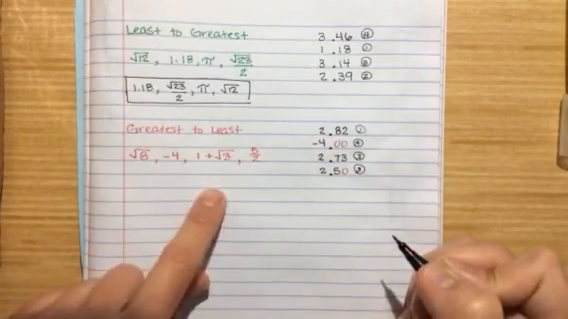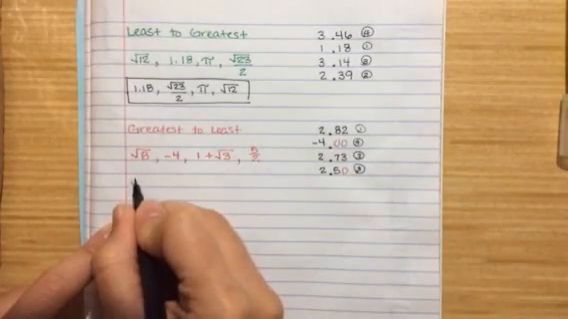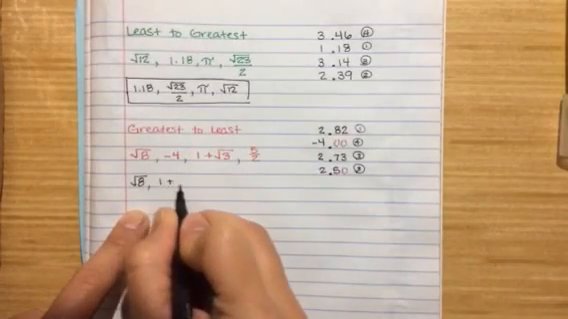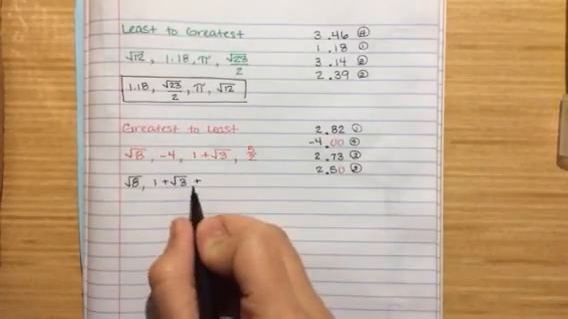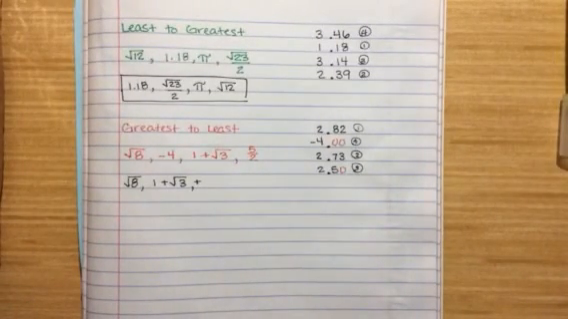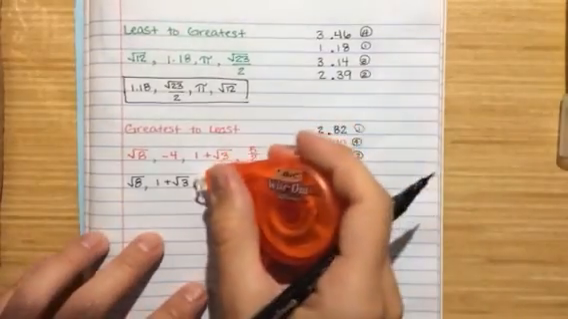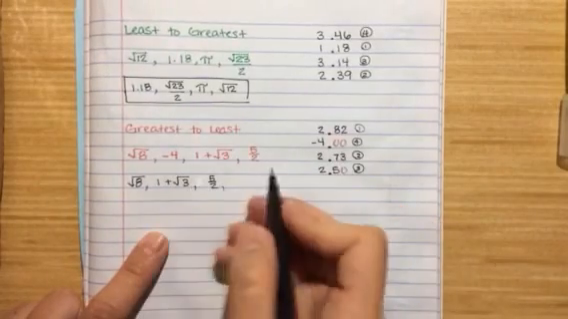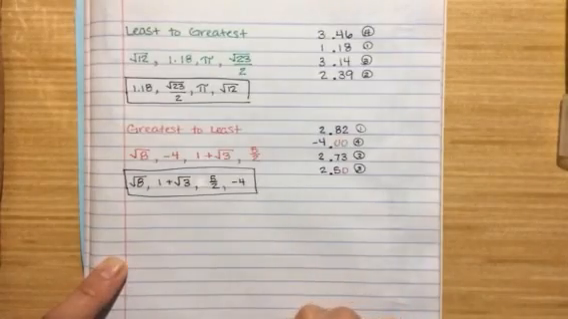Remember that when you do your final answer, you write them down in the original format. So 2.82, that was square root of 8. 2.73, that was 1 plus square root of 3. That's a comma, sorry. Our next one is 2.5. So 2.5 was 5/2. Get rid of that so it doesn't confuse you. There we go. And our least value was -4. So -4. So now we have our list of greatest to least.